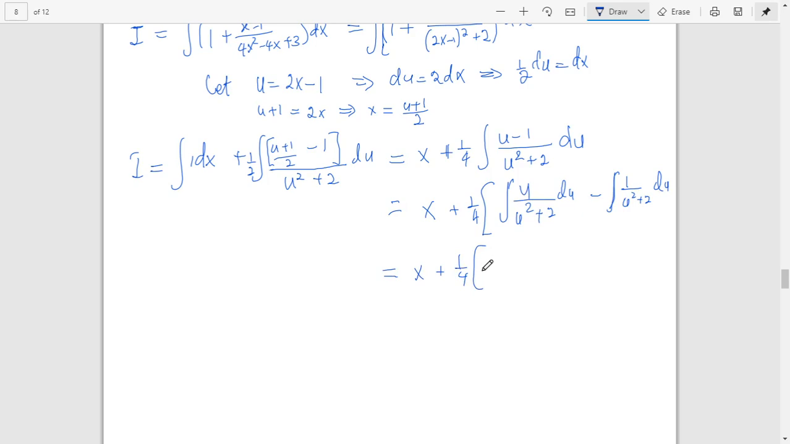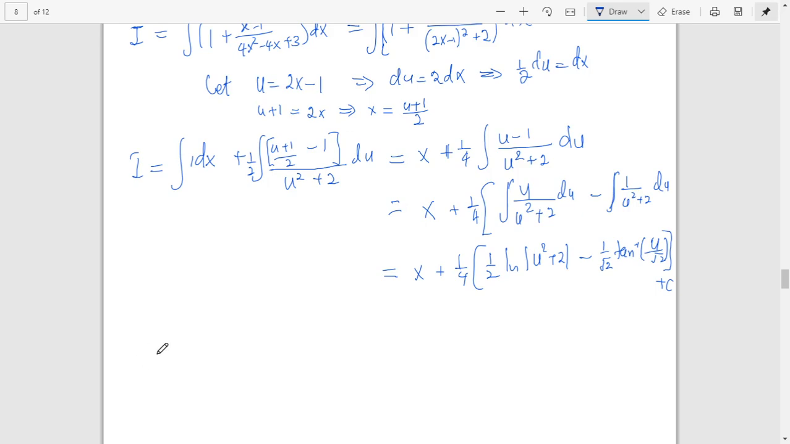If we integrate this, we're going to get, I think, 1 over 2 natural log of u squared plus 2, right? And if we integrate this, we are going to get 1 over square root of 2 inverse tan of u over square root of 2, plus a constant c. But we need to take everything back to u. So back to x rather.